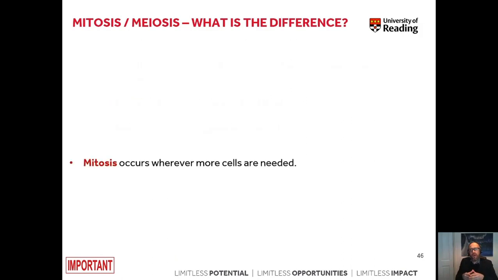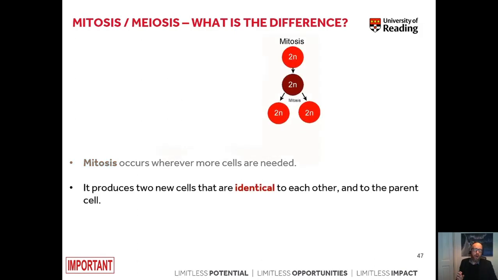Mitosis occurs wherever more cells are needed by the body, and it always produces two new cells that are identical to each other and to the parent cell. So the genes contained in the daughter cells and also the number of chromosomes is always identical. What's quite important on this slide is also this tiny number and a letter inside of the cell. In this case, this is 2N, and this is often used to characterize chromosomal configuration.